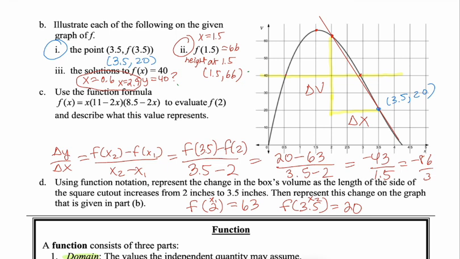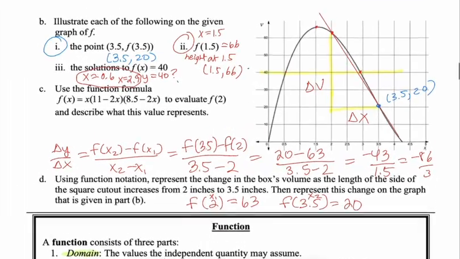So you'll notice that we went down. That's what that negative 43 represents. And then we went over to the right 1.5. So the slope of the secant connecting any 2 points on the graph would be the average rate of change at that particular spot. Okay. Any questions on how we did that?